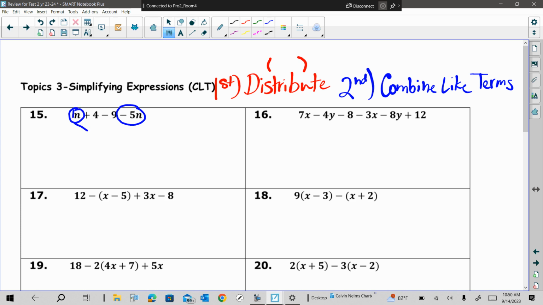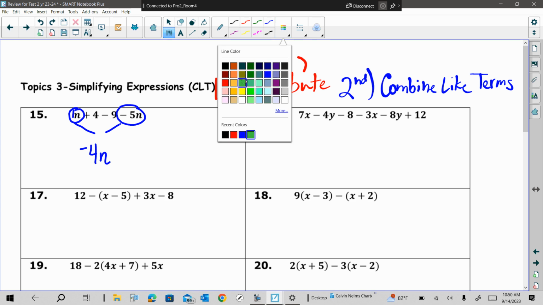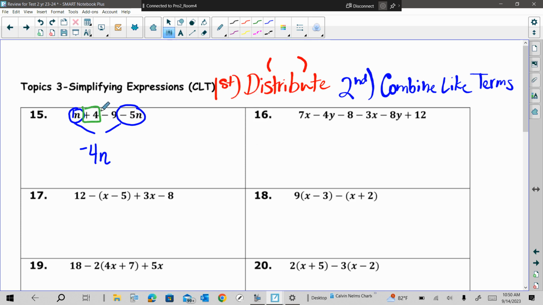So if I combine 1 and a negative 5n, it will be a negative 4n. The other like terms are the constants. So this plus 4 and this minus 9. If you combine them, use your calculator. Plus 4 minus 9. So we're going to write minus 5. And this would be our final answer. Negative 4n minus 5.